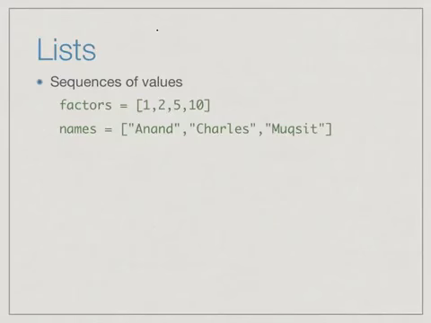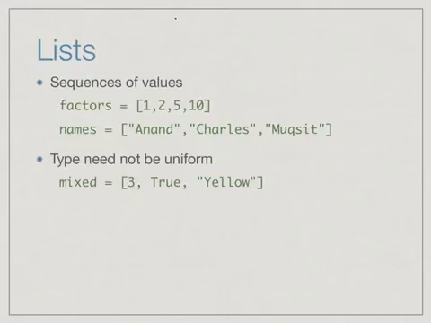Today we move on to lists. A list is also a sequence of values, but a list need not have a uniform type. So we could have a list called factors, which has numbers 1, 2, 5, 10. We could have a list called names, which has Anand, Charles, and Muksit. But we could also have a list which we have called mixed, which contains a number, a boolean, and a string. Now, it is not usual to have lists which have different types of values at different positions, but Python certainly allows it. So while we will normally have lists which are all integers or all strings or all boolean values, it could be the case that different parts of a list have different types.